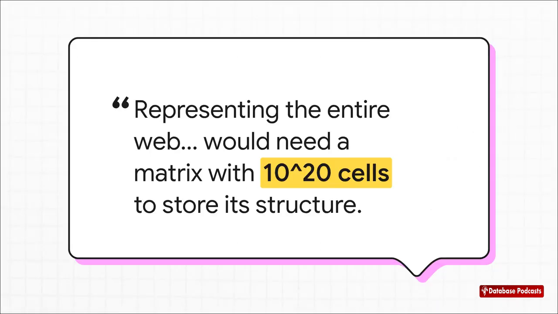But there's a big problem with this method. What happens when your graph gets huge, like social network huge? And what if most things are only connected to a few other things? You end up with this gigantic matrix that's, well, it's almost all zeros. It's incredibly wasteful. I mean, look at this quote. Trying to represent the entire web this way would require a matrix with 10 to the power of 20 cells. That's no. Just no. It's completely impossible.